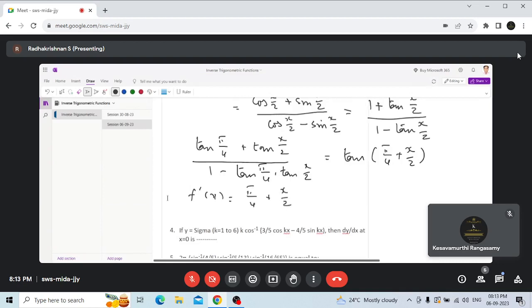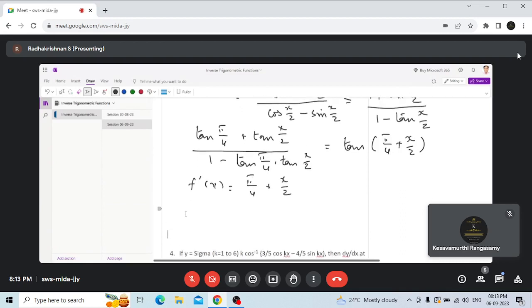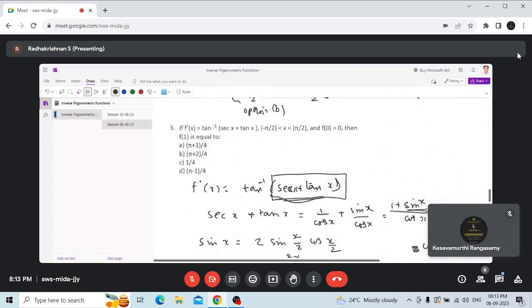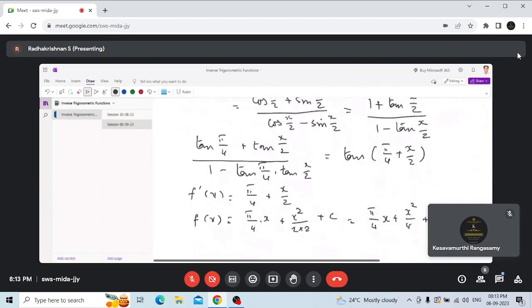So what will be f of x now? Integrating on both sides. Integrate, right? So that will be pi by 4 into x plus x square by 2 into 2 plus c. So pi by 4 x plus x square by 4 plus c. So now they are given f of 0, right? f of 0 equal to 0. From that we can determine c.